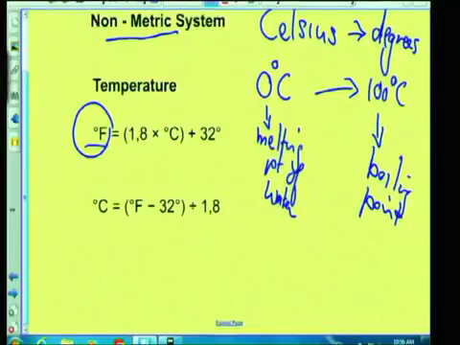So you've got to know about degrees Fahrenheit. You've got to make sure that you understand the difference between degrees Celsius and Fahrenheit. Okay, we're going to use these formulas. The nice thing about these formulas is that they're always given.